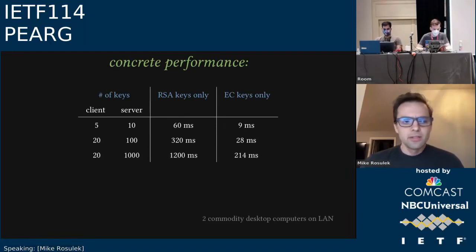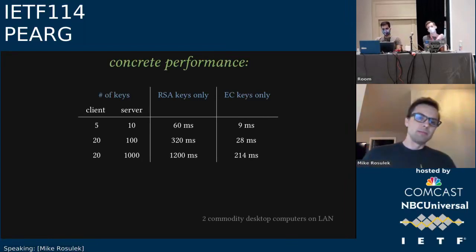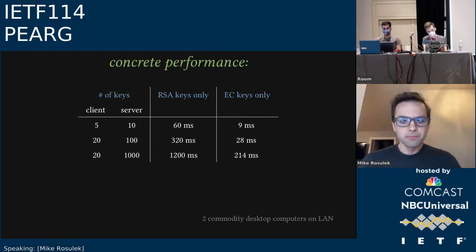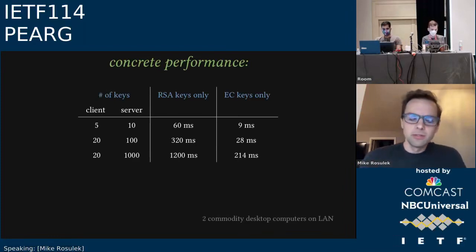If we try to take this to the extreme and imagine a server with 1,000 keys, so that's a server that authorizes 1,000 different public keys to be able to connect. With RSA keys, that's a little slow. It's over a second, but even with elliptic curve keys, less than a quarter of a second. So again, I think it's pretty reasonable.